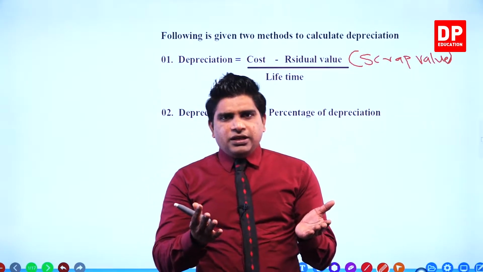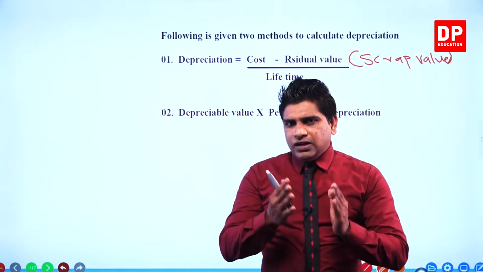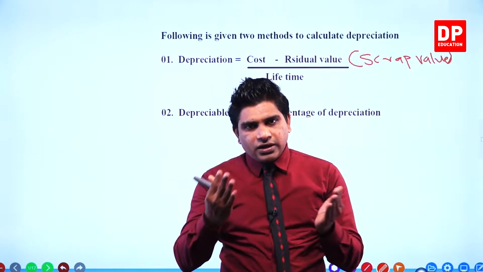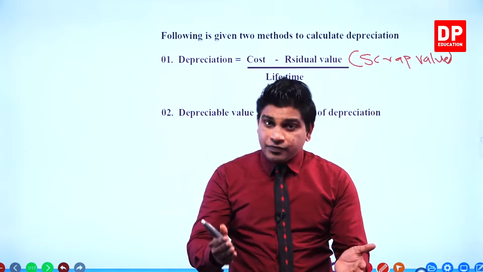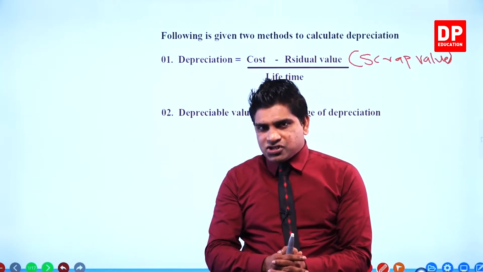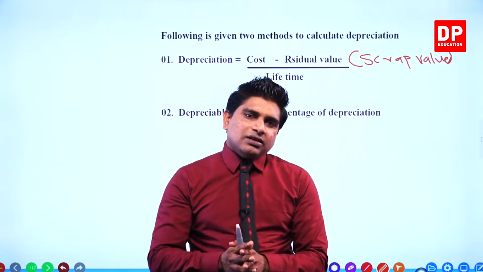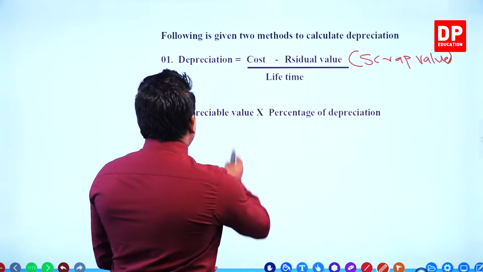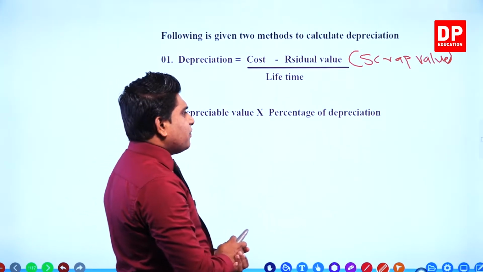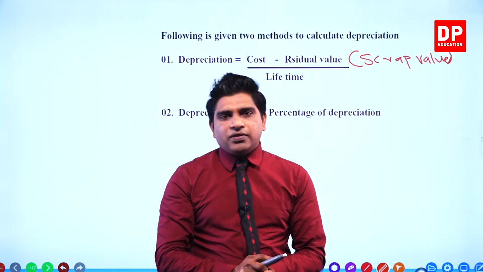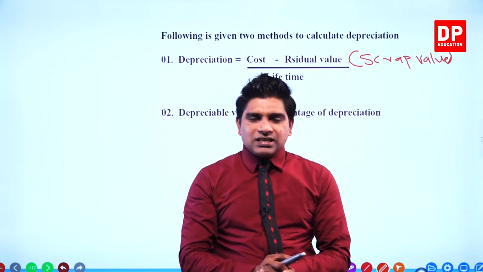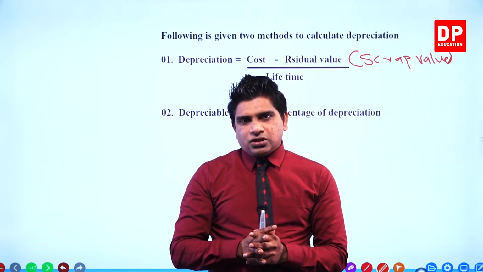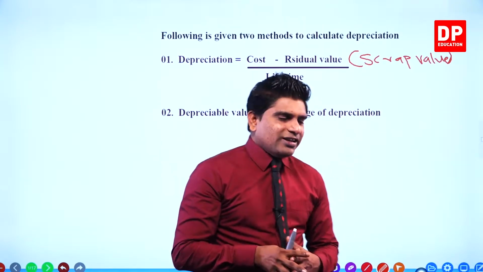In most years of the O-level paper, they will give a certain percentage, such as calculate depreciation on cost at 10%, 5%, 20%, 15%, different percentages. Then what do you want to do? You use this method: depreciable value multiplied by the percentage of depreciation. Both methods are the same, but we have to use different inputs to calculate depreciation, right?